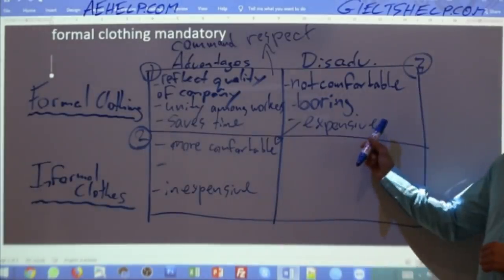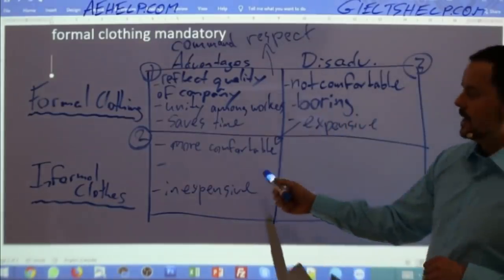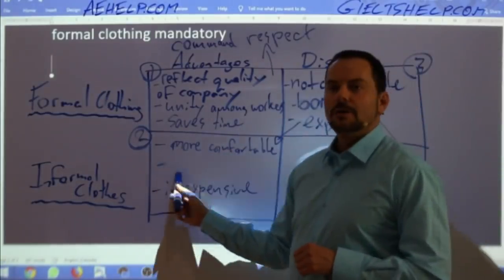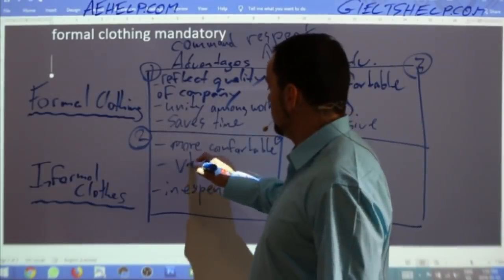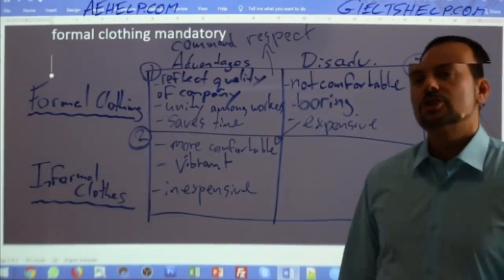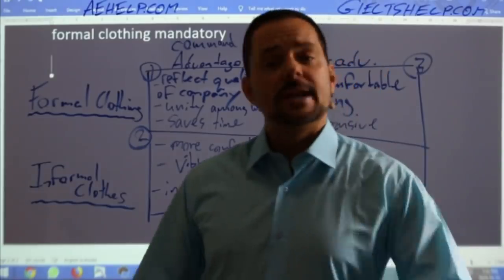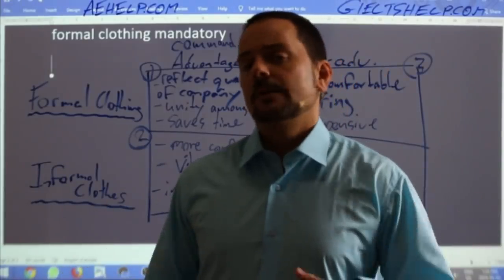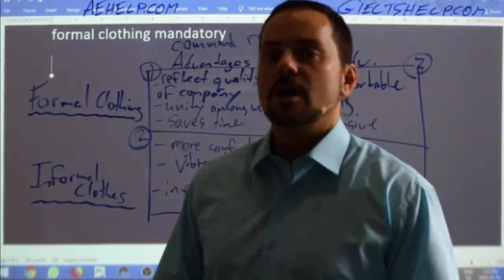What is another big difference? So if we say that formal clothing is boring, then informal clothes are more vibrant or exciting, sure. There's one more point that's kind of missing. I want you to visualize when you're working in a company and everybody has suits on. And of course, there's usually a popular color, so everybody's got blue suits or everybody's got gray suits.